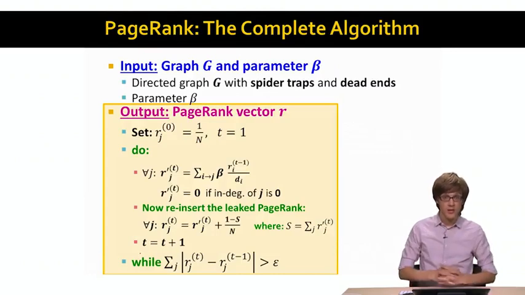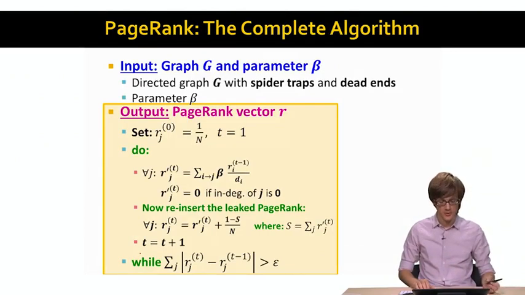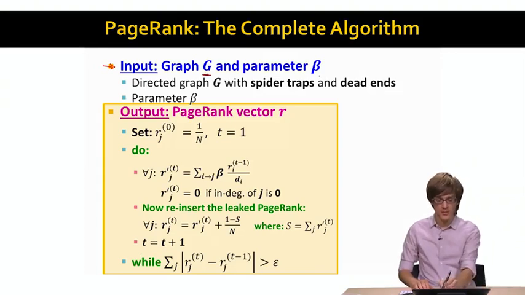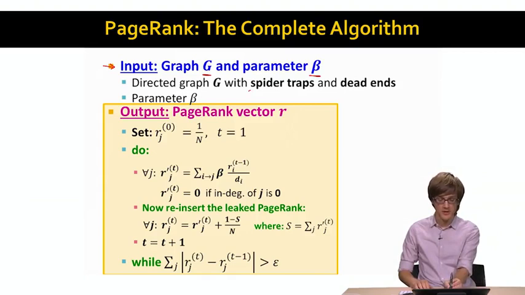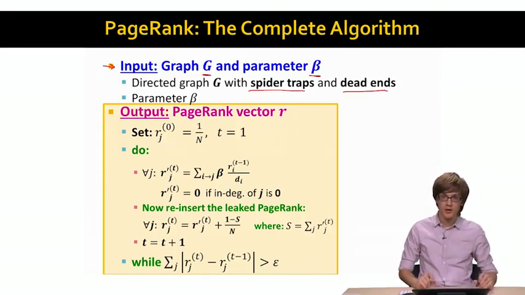So here is now the complete algorithm for PageRank, how one would actually implement it in practice. On our input, we are given a directed graph G, and a parameter beta, the teleportation parameter. What we are assuming in this algorithm is that our graph has both spider traps and dead ends. Nothing will break. The algorithm is robust regardless of whether dead ends and spider traps actually happen.